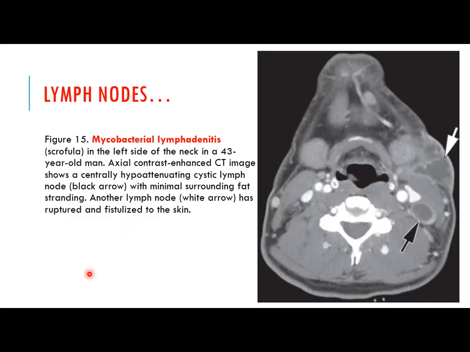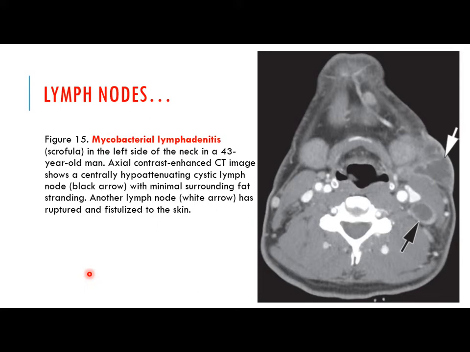Another condition we have is mycobacterial lymphadenitis, which is called scrofula. It's either tuberculous or non-tuberculous. As we know, when you have a TB lymphadenopathy, for example, in the acute phase there will be enlargement of the lymph node. And after that stage, there will be a central necrotic, hypoattenuating area.